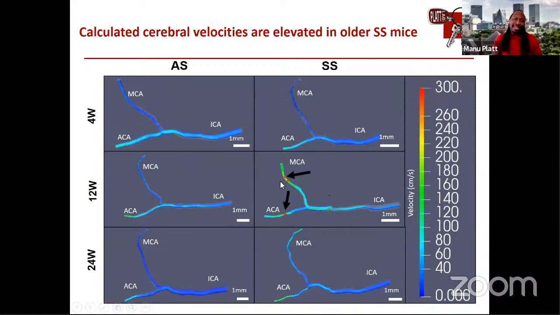And again, in the ACA and the MCA, we're seeing elevated velocities. And why is this beneficial? Because if we put these on our drug treatment groups, will we be able to see changes in the vessel size or the return of the normalized velocities that we might be looking for?